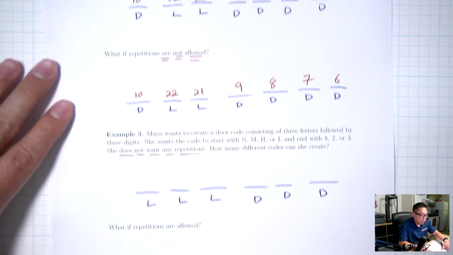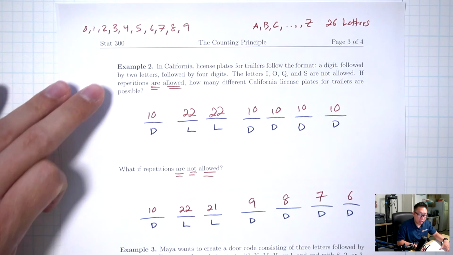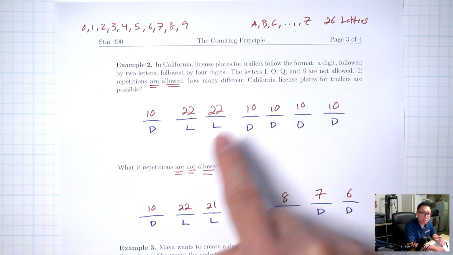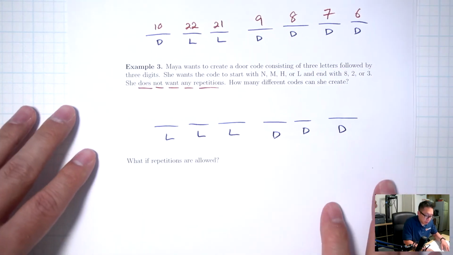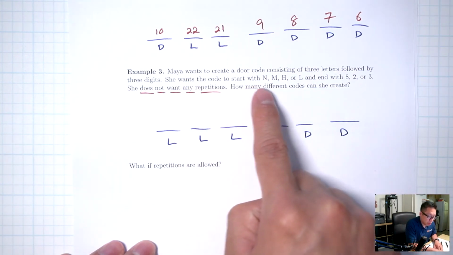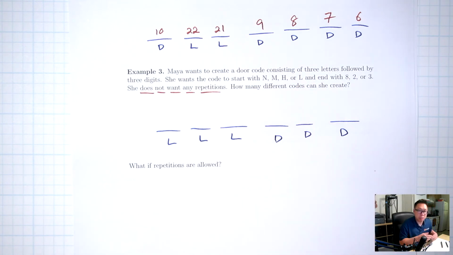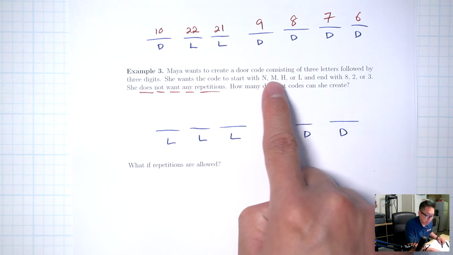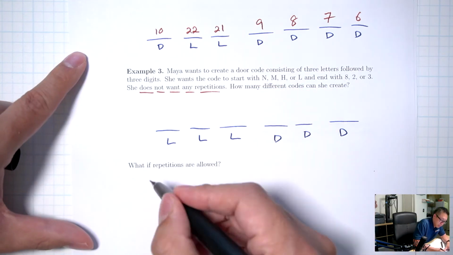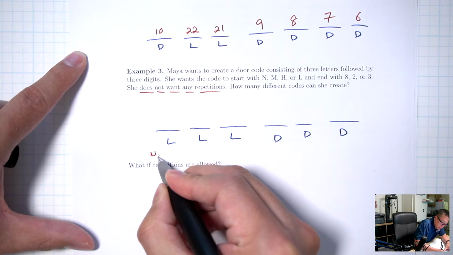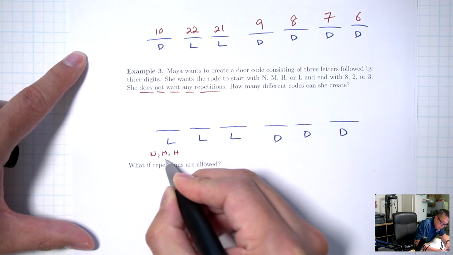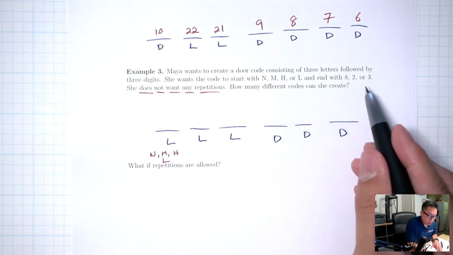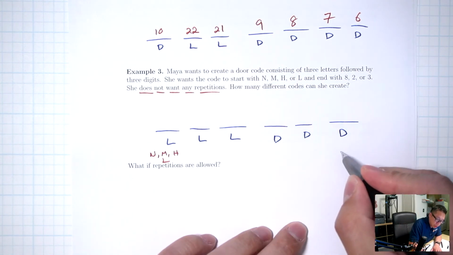Now, in example 2, I told you the letters not to use: I, O, Q, and S. This one's a little different because I'm telling you she wants the code to start with N, M, H, or L. So I'm telling you the letters I want you to use, and that's for the first blank. So first blank, I want you to use N, M, H, or L. And then end with 8, 2, or 3. So I'm telling you the last blank, I want 8, 2, or 3.